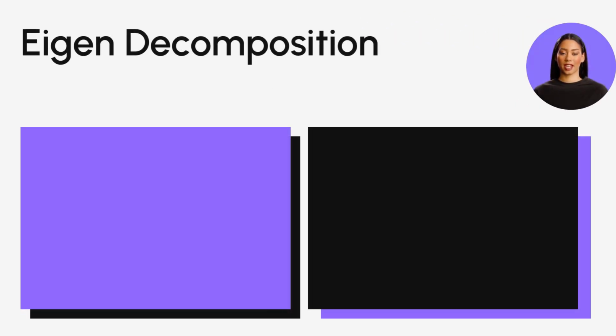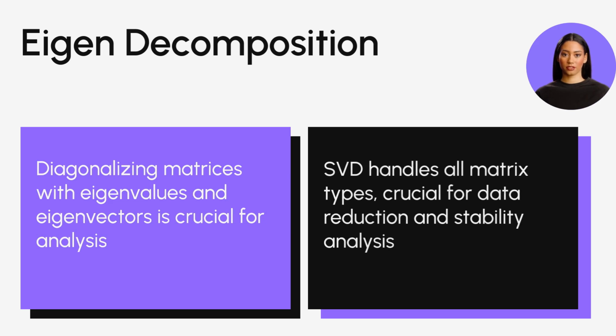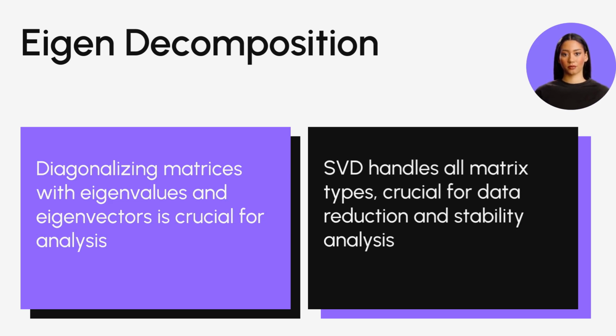Eigendecomposition involves diagonalizing matrices with eigenvalues and eigenvectors. Singular value decomposition, SVD, handles all matrix types. Both are crucial for data reduction and stability analysis. They reveal matrix rank and null space. Explore their significance in computational tasks.